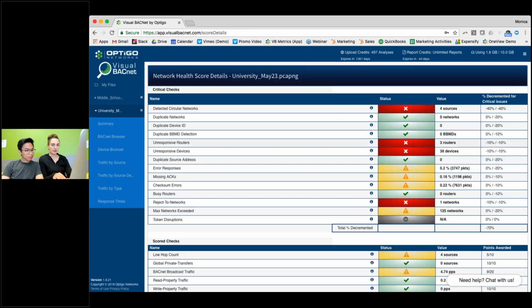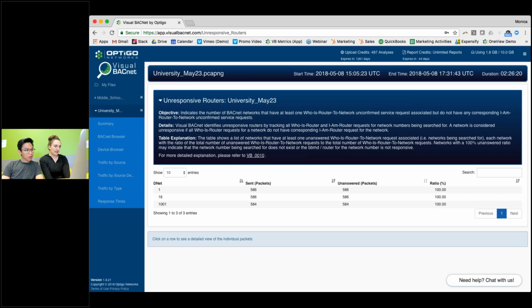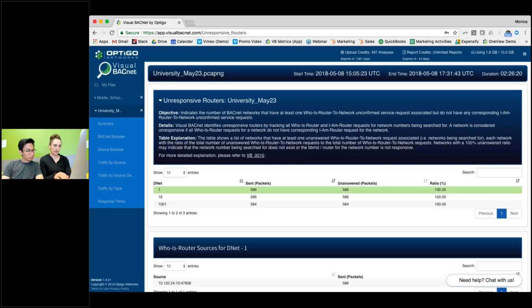All right. There's one or two more. Okay, so then we have 3 unresponsive routers. Let's take a look at these. Network 1, network 16, and network 1001. They're all 100% unresponsive.